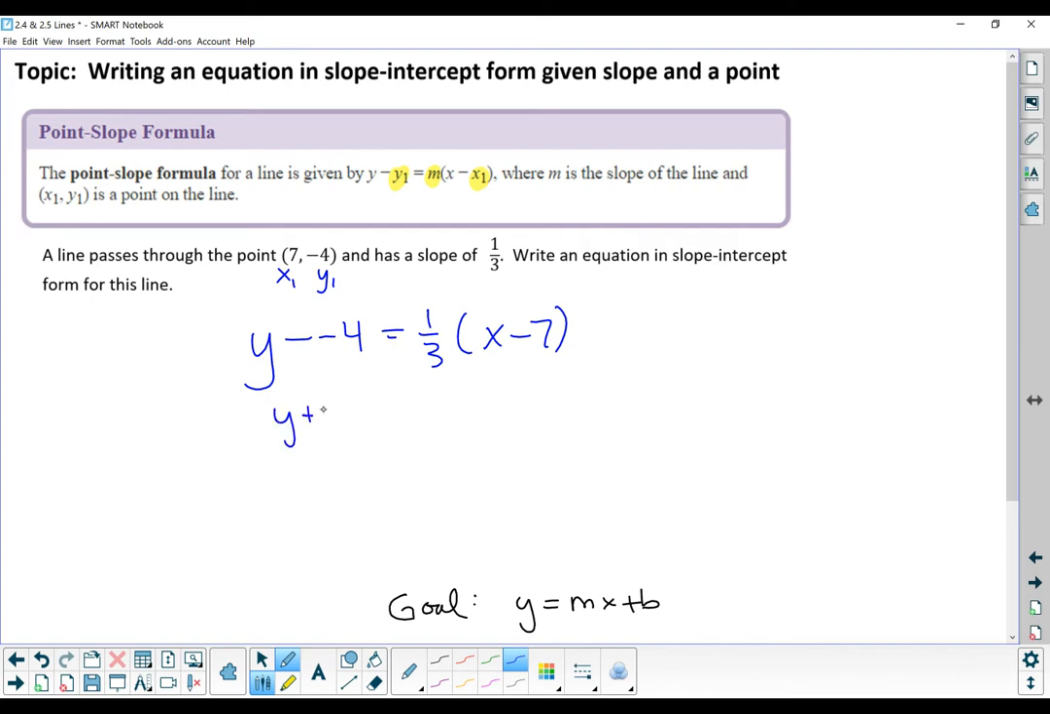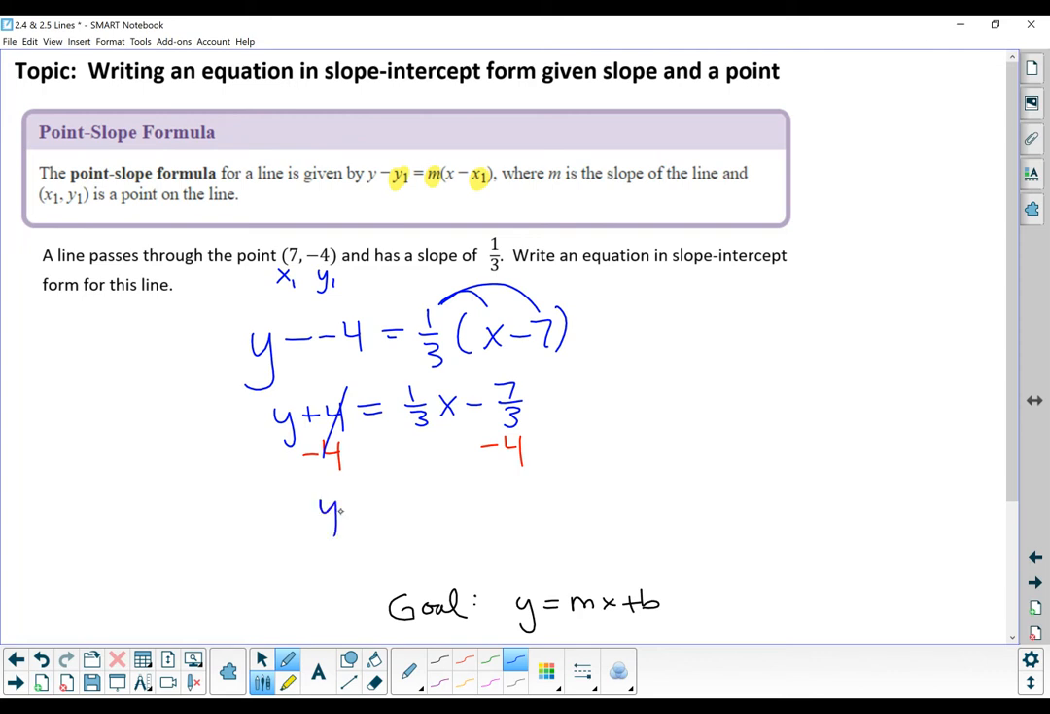So y plus 4 equals, and we're going to distribute this, 1/3 x minus 7/3. You're going to probably have some fractions come up. That's going to be okay. Just keep those in fraction form. Don't turn them into decimals. And then we're going to subtract 4.